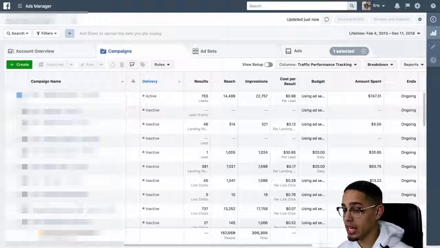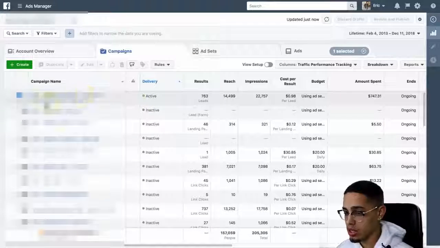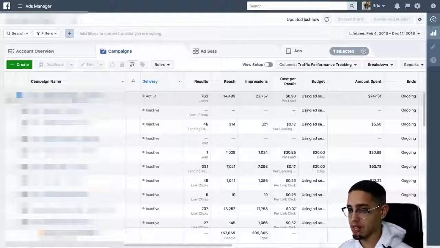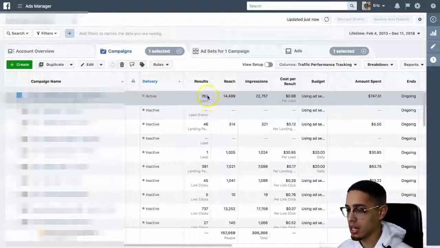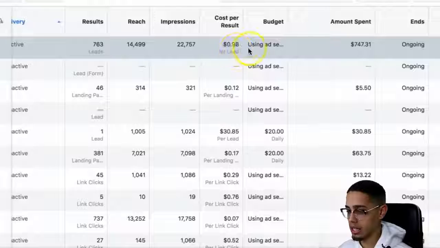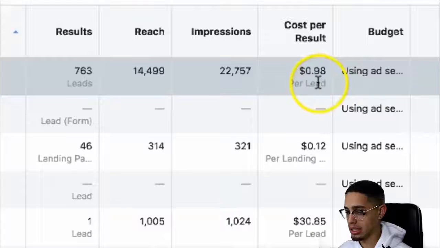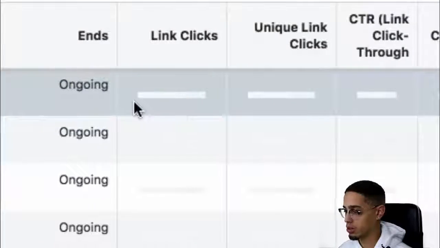Now, if you look here, I'll show you guys the active campaign, and then I'm going to break it down for you. So if we look here, the campaign is a conversion ad. If we look at the results, currently 763 leads. How much are we getting each lead for? $0.98 per lead, 22,000 impressions, 14,000 reach, and spent $747.